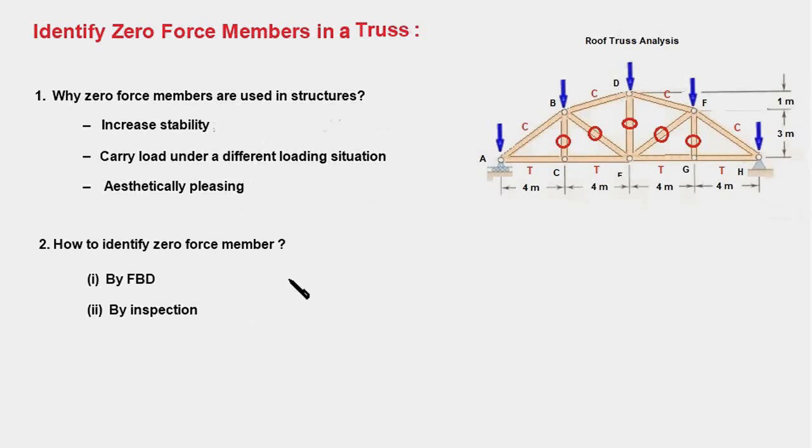And how do we identify zero force members of a truss? We do it by drawing a free body diagram and carrying out equilibrium analysis. This is the procedure that we employed in the previous video for identifying these zero force members. But there is another method, which is a visual inspection of the truss and applying certain rules to identify zero force members. So in this video, I am going to cover all the tricks and techniques of identifying zero force members in a truss.